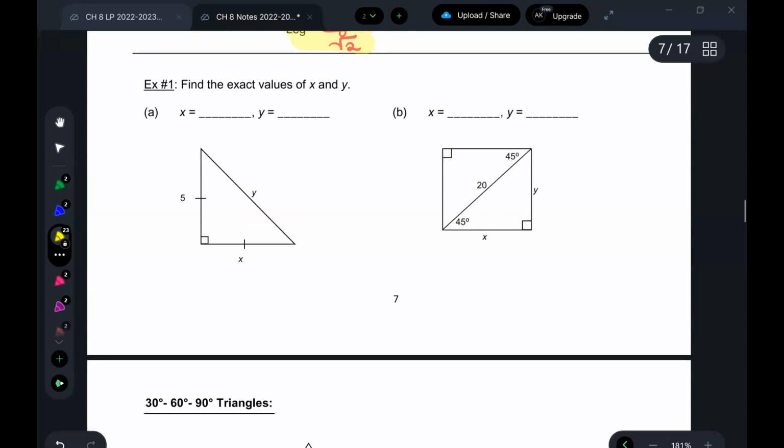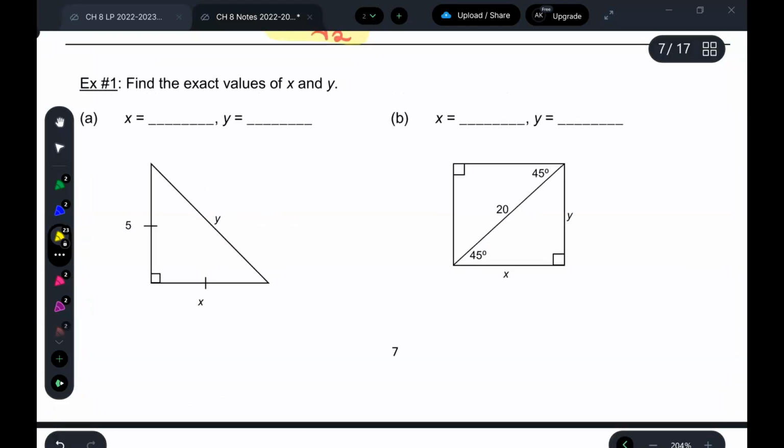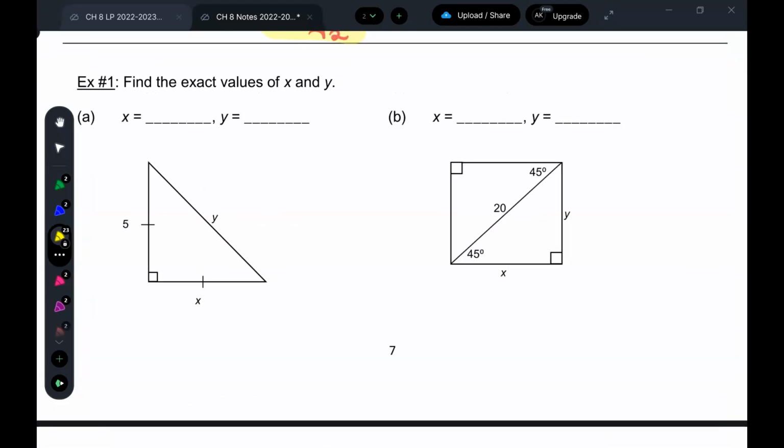Okay, find the exact values. See, this is why I say we don't want to turn it into a decimal. So first of all, these are congruent, so x has to be 5. And then y is 5 root 2.